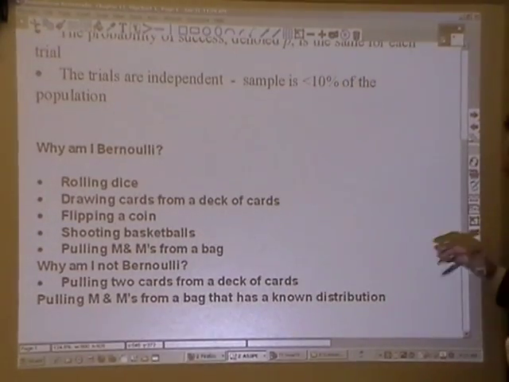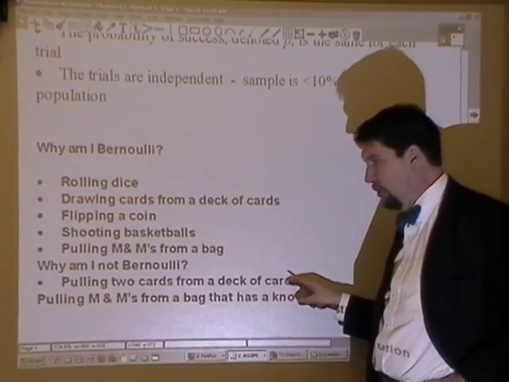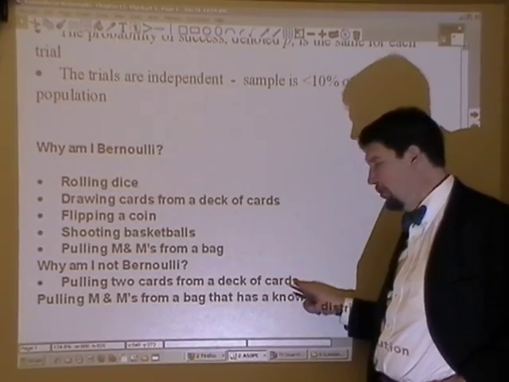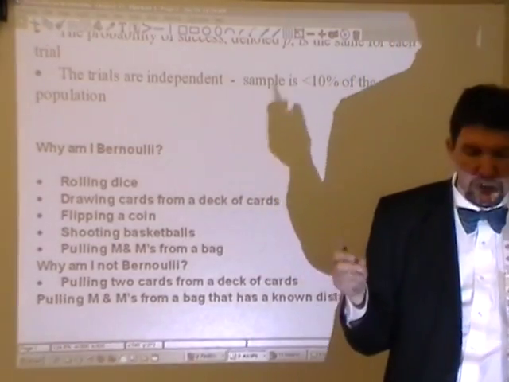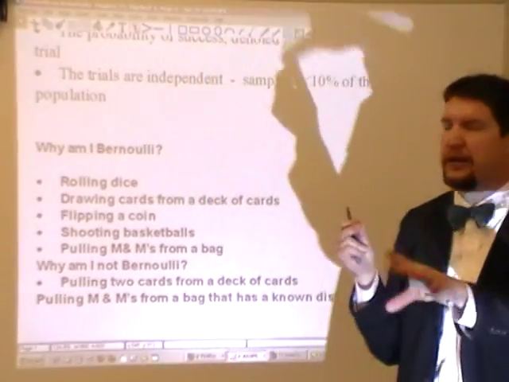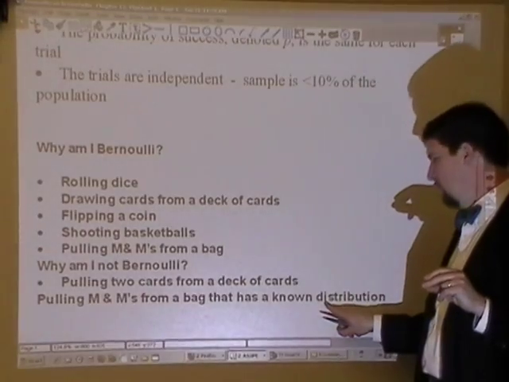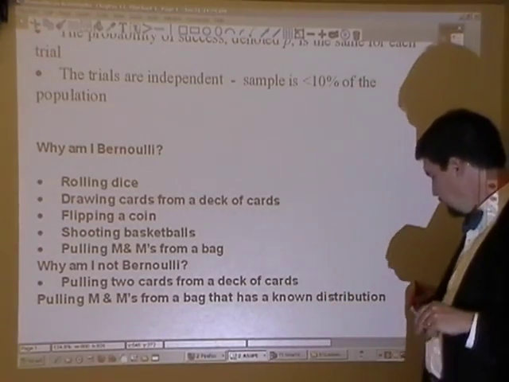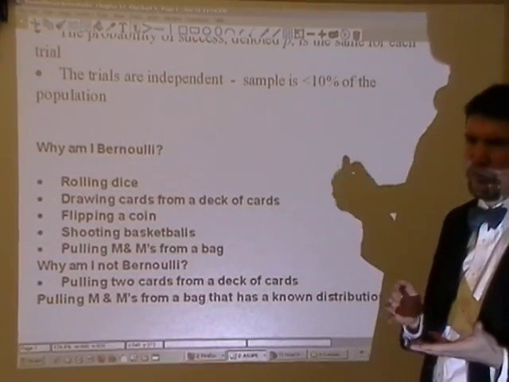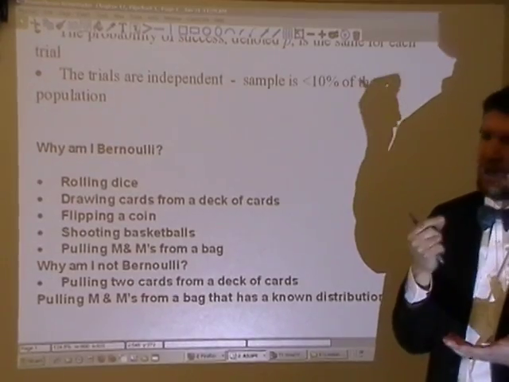Okay? Why are these two not Bernoulli? Because if you're pulling two cards of a deck, saying two cards assumes that you've got your first card still in your hand and then you pull a second card, so the probabilities are not the same. Pulling M&Ms from a bag that has a known distribution, because if I know what the distribution is, then I'm changing the probability.